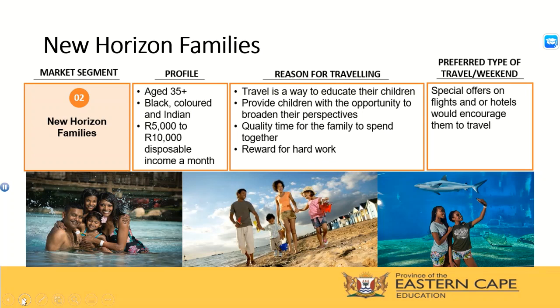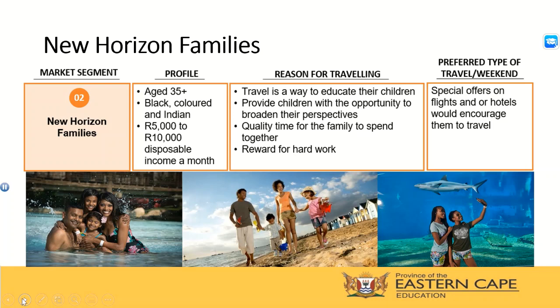The second market segment is New Horizon families. Their profile is that they are aged 35 and older. They are black, colored, and Indian, and have approximately 5 to 10,000 rand disposable income each month. Again, if I can just stop here, the name says New Horizon and also families. Now, if you're looking at New Horizons, you are looking at new things. You want to broaden your perspectives, but at the same time, these people are families, so there are children involved here.